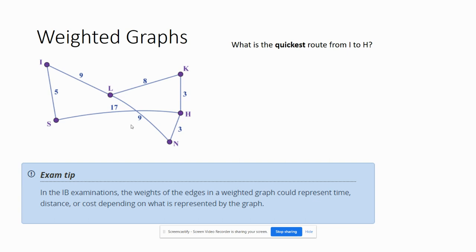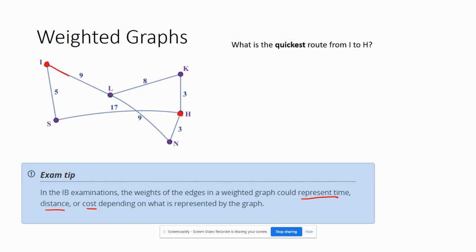Okay, and then we have something called weighted graphs. These could represent time, distance, cost, depending on the situation. One situation they use in the book is like the U-Bahn map. If these are different stations in a city, and these are the times: 9 minutes, 8 minutes, 3 minutes. So we would ask then, what is the quickest route from I to H? And there's a lot of different ways to get there.